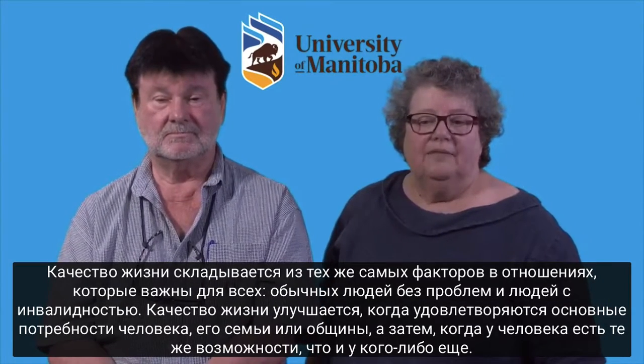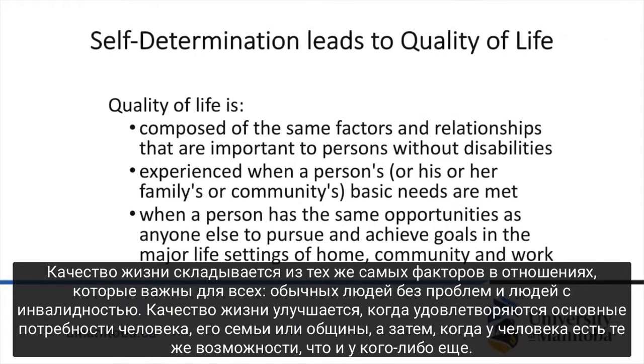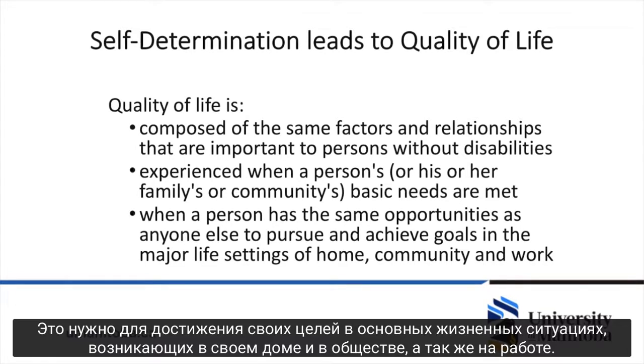And so quality of life is made up of the same factors and relationships that are important to anybody who doesn't have disabilities. So it would be the same for people with and without disabilities. And quality of life is experienced when a person's or his or her family's or community's basic needs are met, and when a person has the same opportunities as anyone else to pursue and to achieve their goals in the major life settings of their home, of their community, and of work.